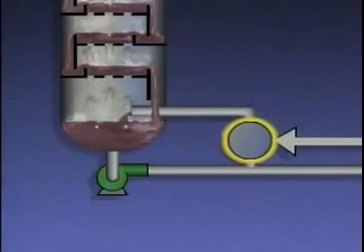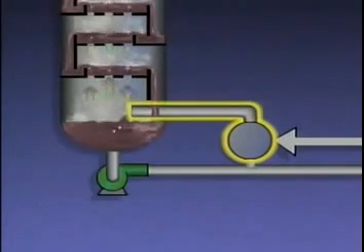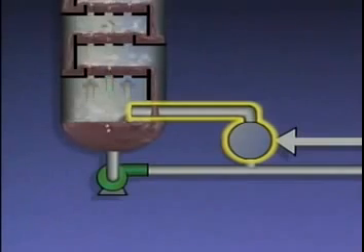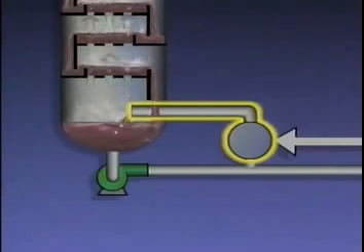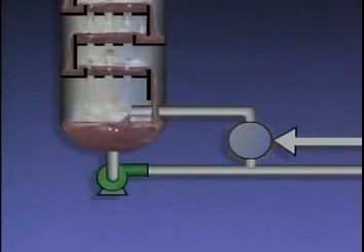Depending on the system, either vapors or the mixture of vapors and liquid is then reintroduced into the tower. The hot vapors cause any lighter fractions in the liquid at the bottom to vaporize and move up the tower. This reduces the amount of lighter fractions in the bottom's product.